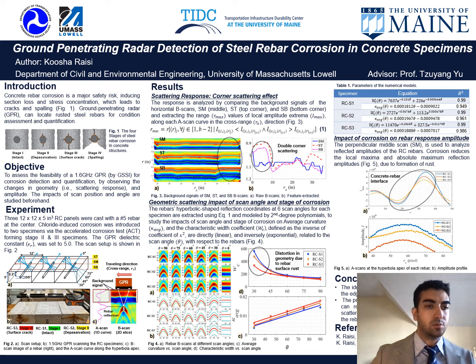As you can see in figure 1, we have 4 stages of concrete cracking due to rebar corrosion. So the first stage, the specimen is intact. In stage 2, we have depassivation, which happens when there is a high concentration of chloride ions around the rebar, and the passive film breaks.